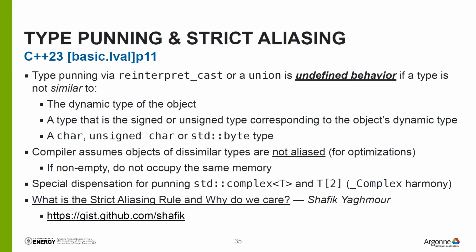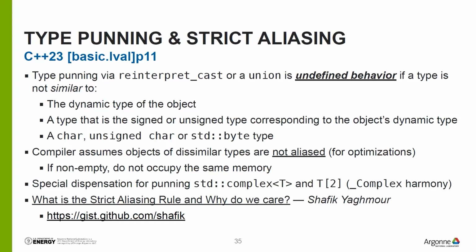So if you go into basic.lval paragraph 1, and it's gigantic, this is kind of the summary, right? Type punning, either through unions or reinterpret casts, is undefined behavior if two types are not similar. Like an int is similar to an unsigned int, but int is not similar to a float. You can also do type punning between a char, an unsigned char, or standard byte. And the reason all this is there is because compilers assume objects that are not similar to not alias each other. They occupy different memory. And that's one of the most important optimizations they do.